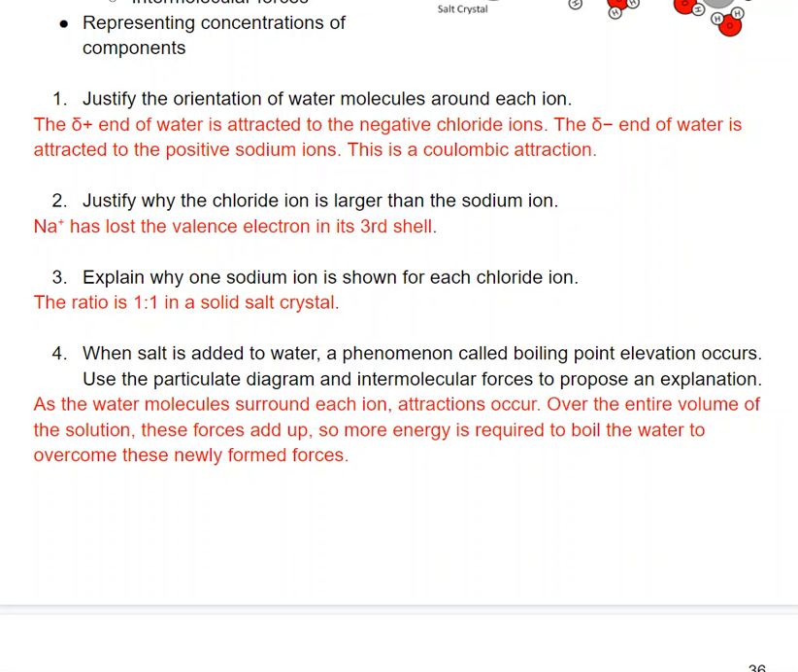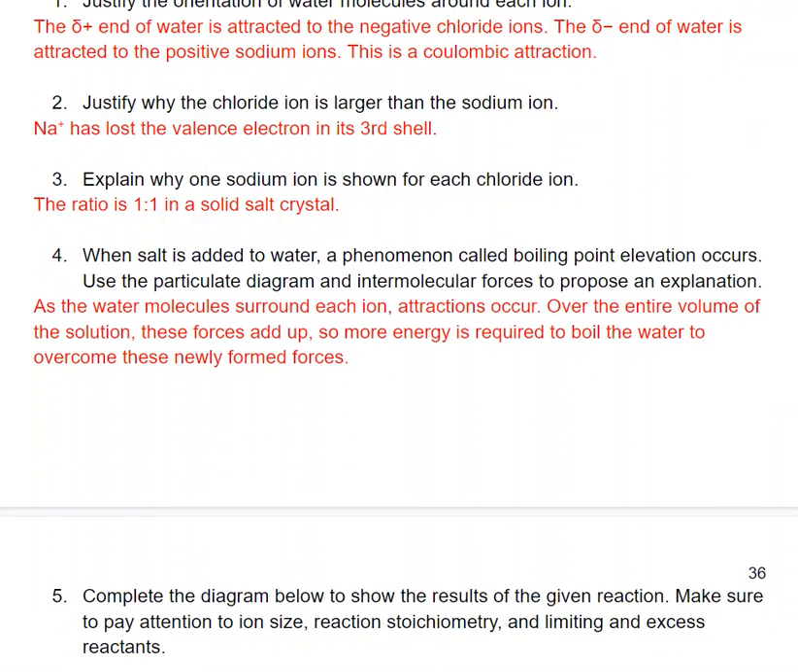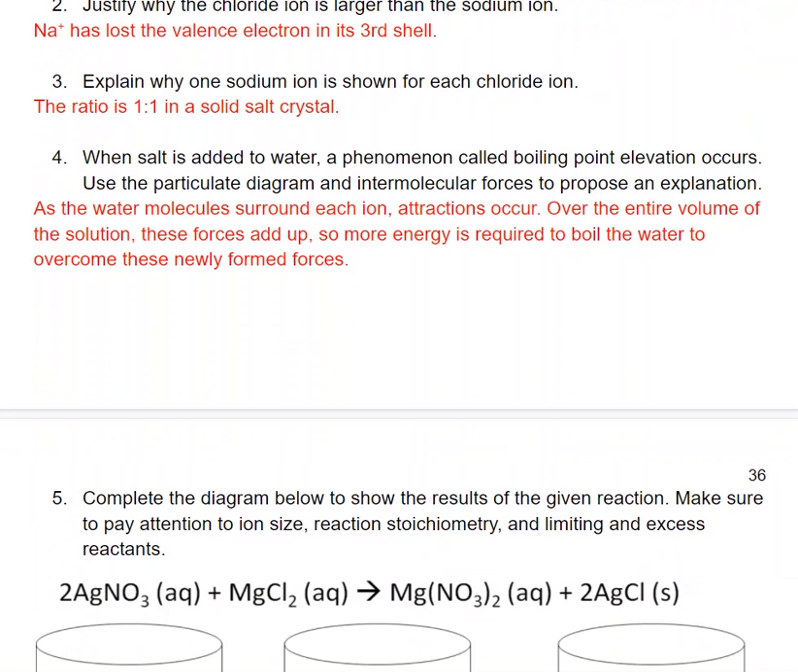Why do we see 1 sodium ion for each chloride ion? Because that's the ratio present in the solid salt crystal. When we write the formula of a salt, we write it as if it's 1 sodium and 1 chloride, but in reality it's a big network of those ions. So we have one of those ionic crystals.